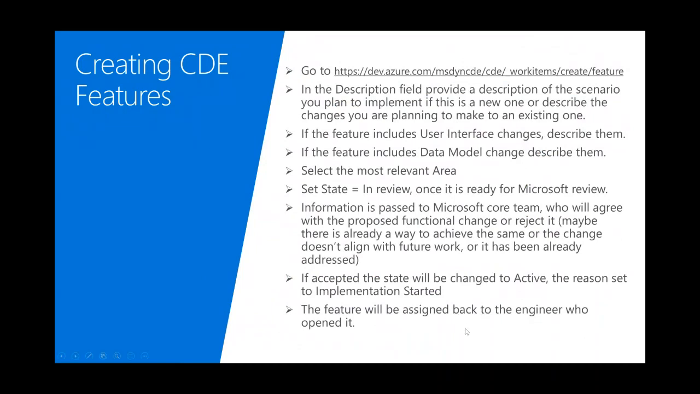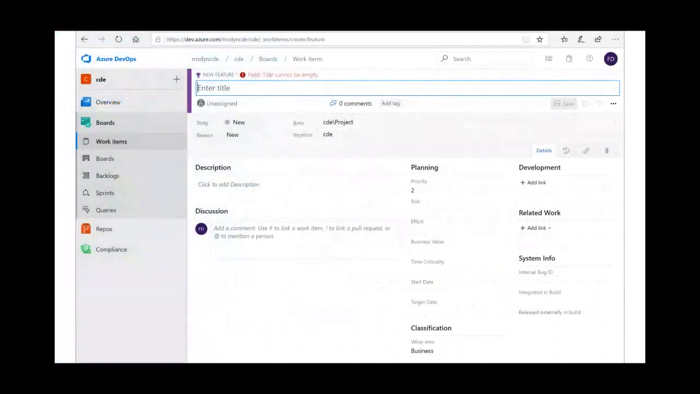Same thing for the feature work item. Once you're done with this, set it to end review and it will process similar to the bug. And the feature looks quite similar to the bug on the DevOps project.